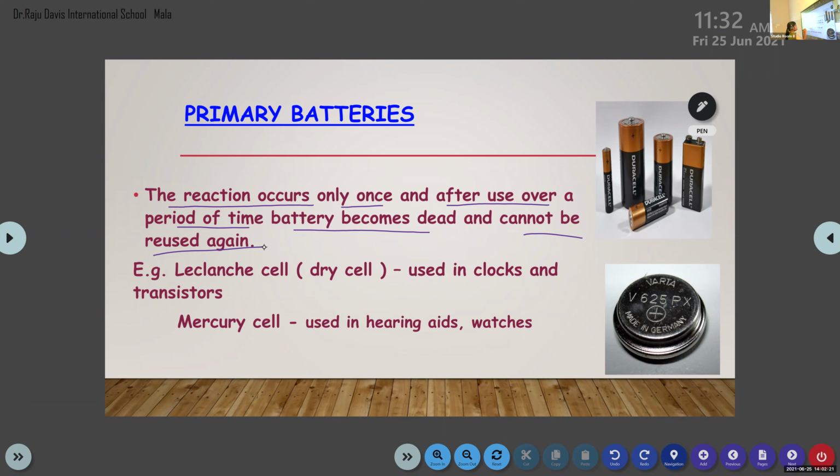Example for this type of battery is the Leclanche cell, otherwise known as the dry cell, that we use in clocks, transistors, etc. Then the second one is the mercury cell. It is used in hearing aids, watches, etc. So in primary batteries, the reaction occurs only once, and after use over a period of time the battery becomes dead and we cannot reuse it again.